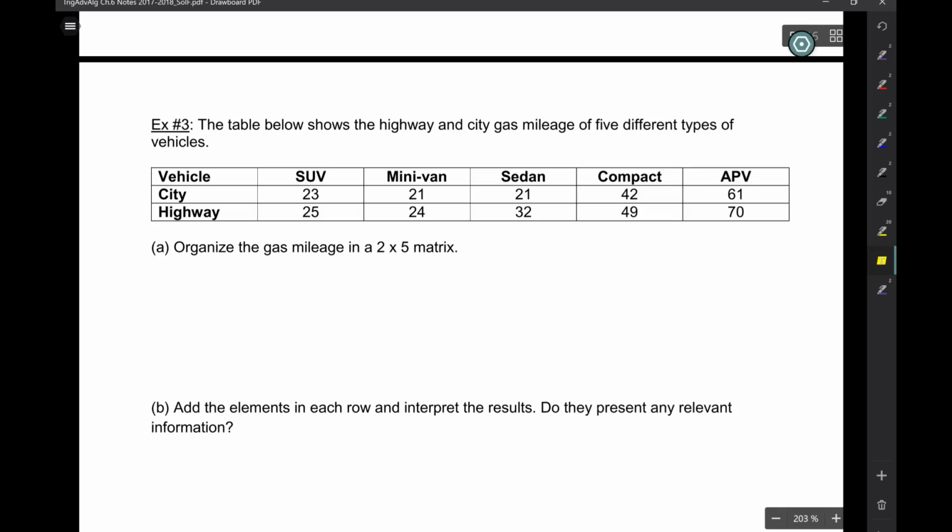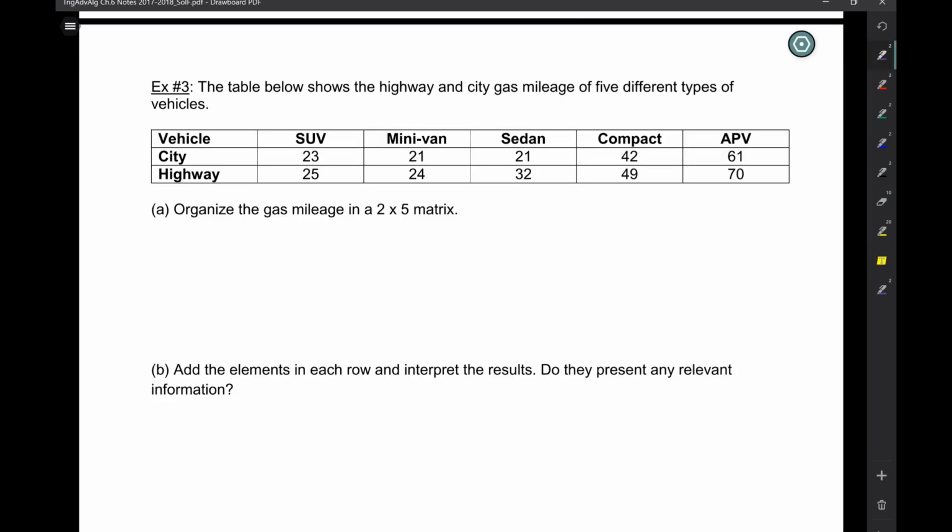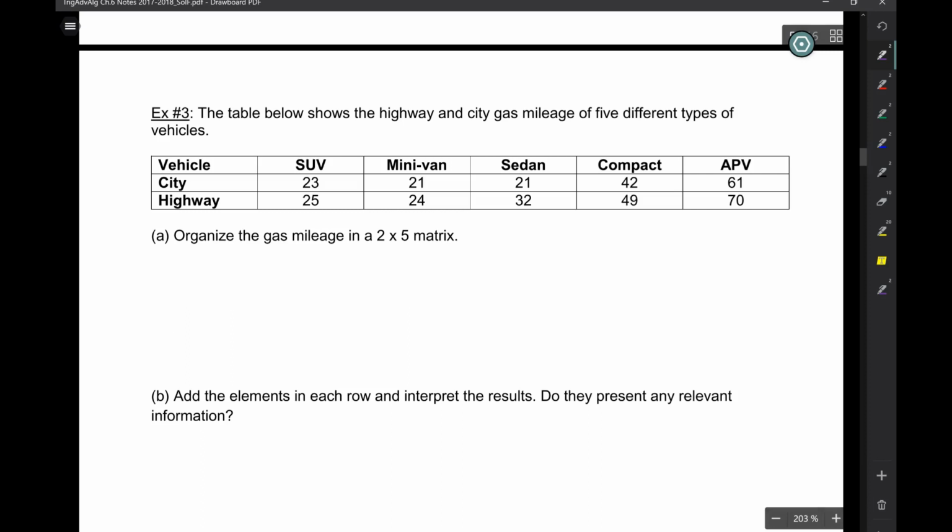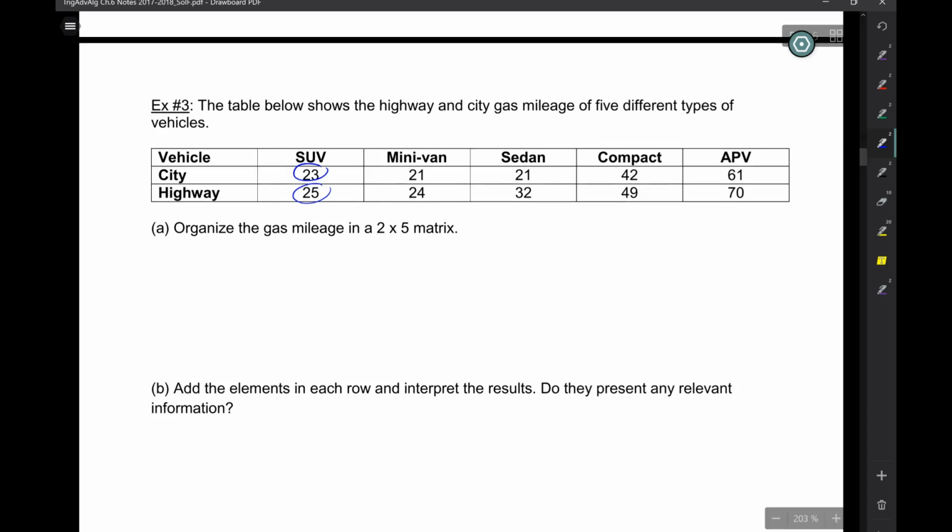This table shows the highway and the city gas mileage of 5 different types of vehicles, right? So you have an SUV, a minivan, a sedan, a compact, and an APV. And then you have like the city mileage and the highway mileage. So for example, for the SUV, the city mileage is 23 and it gets 25 miles an hour on the highway. That makes sense, all right?